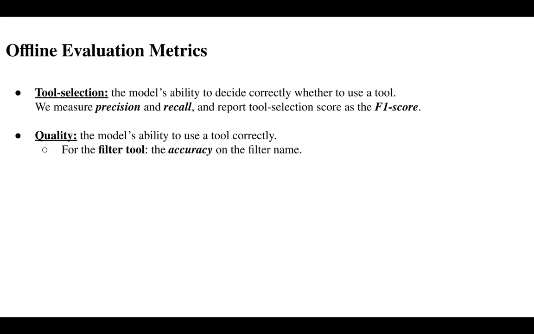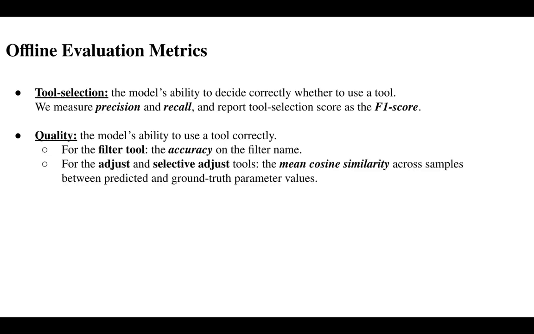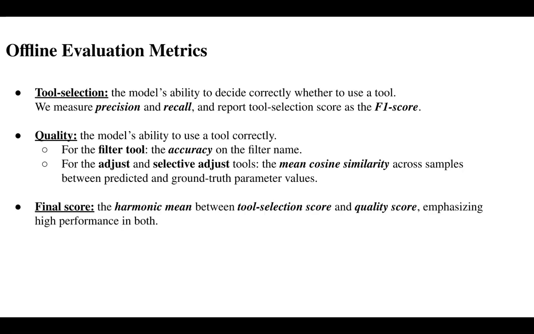For the filter tool, the quality score is the accuracy, the proportion of correct predictions between the predicted and ground truth filter names. For the adjust and selective adjust tools, the quality score is the mean cosine similarity across samples on predicted and ground truth parameter values. Note that this metric is overly strict, as a desired result might be achievable with different parameter combinations.